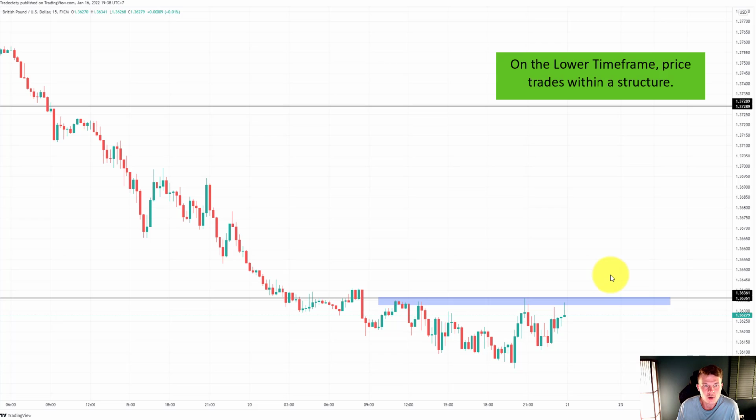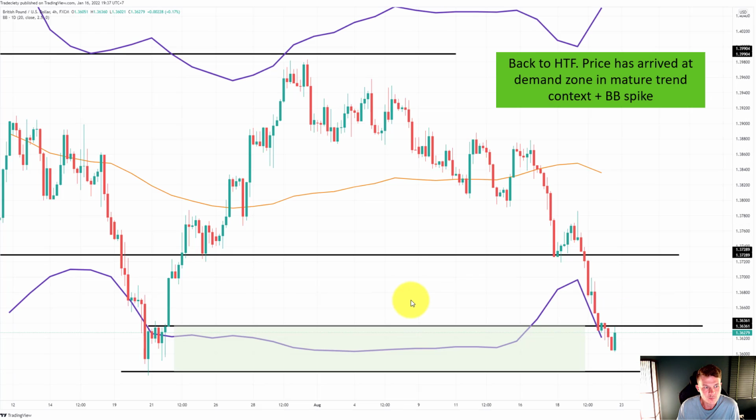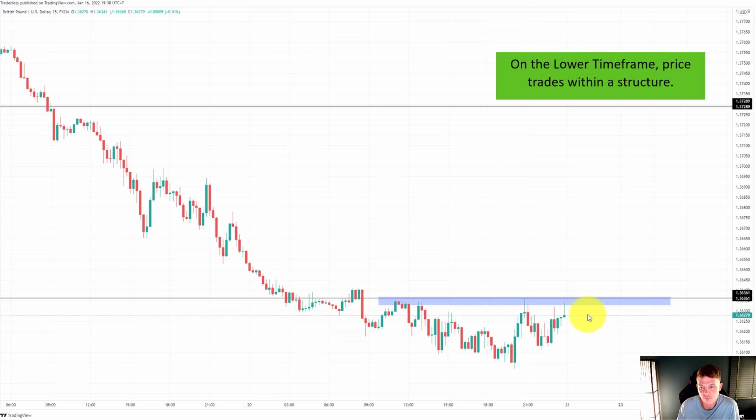So we go back to our lower time frame. We can stay on the 15-minute as well if that is what you want to trade. And what we have here is our level that we get from the higher time frame. And you can see it's a very, very nice resistance as well on the 15-minute. You can see we have multiple rejections here.